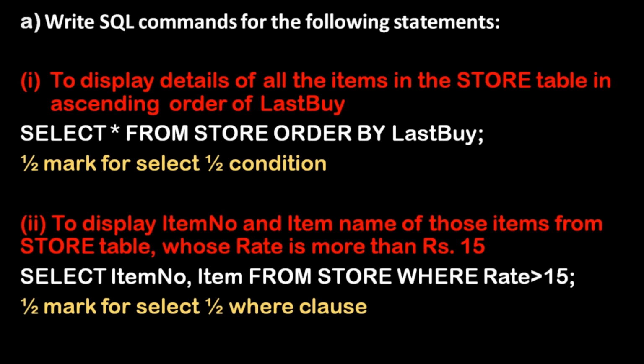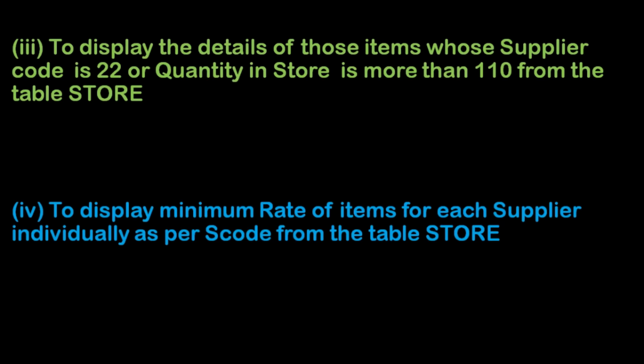Okay. The next, third one: to display the details of those items whose supplier code is 22 or quantity in store is more than 110 from the table store. So from the table store, only one table we are going to use here, and we are going to combine two conditions here. One is the supplier code is given as 22 and the quantity is more than 110, and we have an OR operation. And the next command is to display the minimum rate of item for each supplier individually as per the S code from the table store. Okay, you can write the answer.